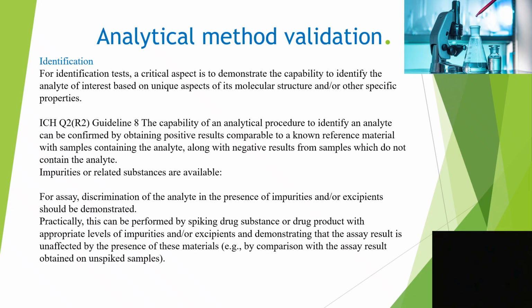That means you have to take the analyte with the reference material and you should know the results of that reference material, with the samples containing the analyte, along with negative results from samples which do not contain the analyte. For example a placebo, where there is no API content. Impurities or related substances are available for assay discrimination of the analyte in the presence of impurities.